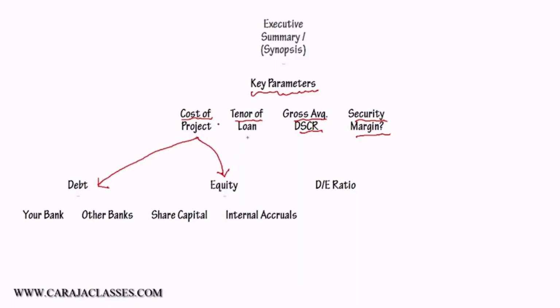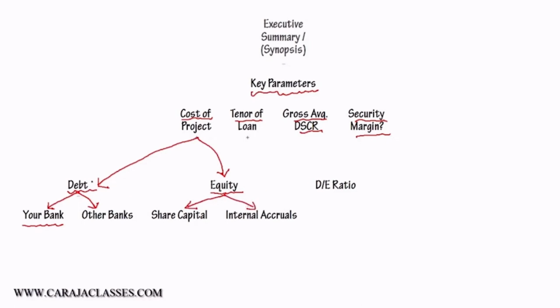The sanctioning authority is interested in knowing this at the executive summary level. Because we'll be talking about the cost of project in detail in the following stages, but in the executive summary they are interested in knowing how much is going to come for this project from debt and how much from equity, and out of that debt how much they are proposing with your bank and how much they are proposing with other banks. So this is the loan they are asking for, and how the owner's contribution is coming in, that is, how much is coming in the form of share capital, and how much is coming from internal accruals.